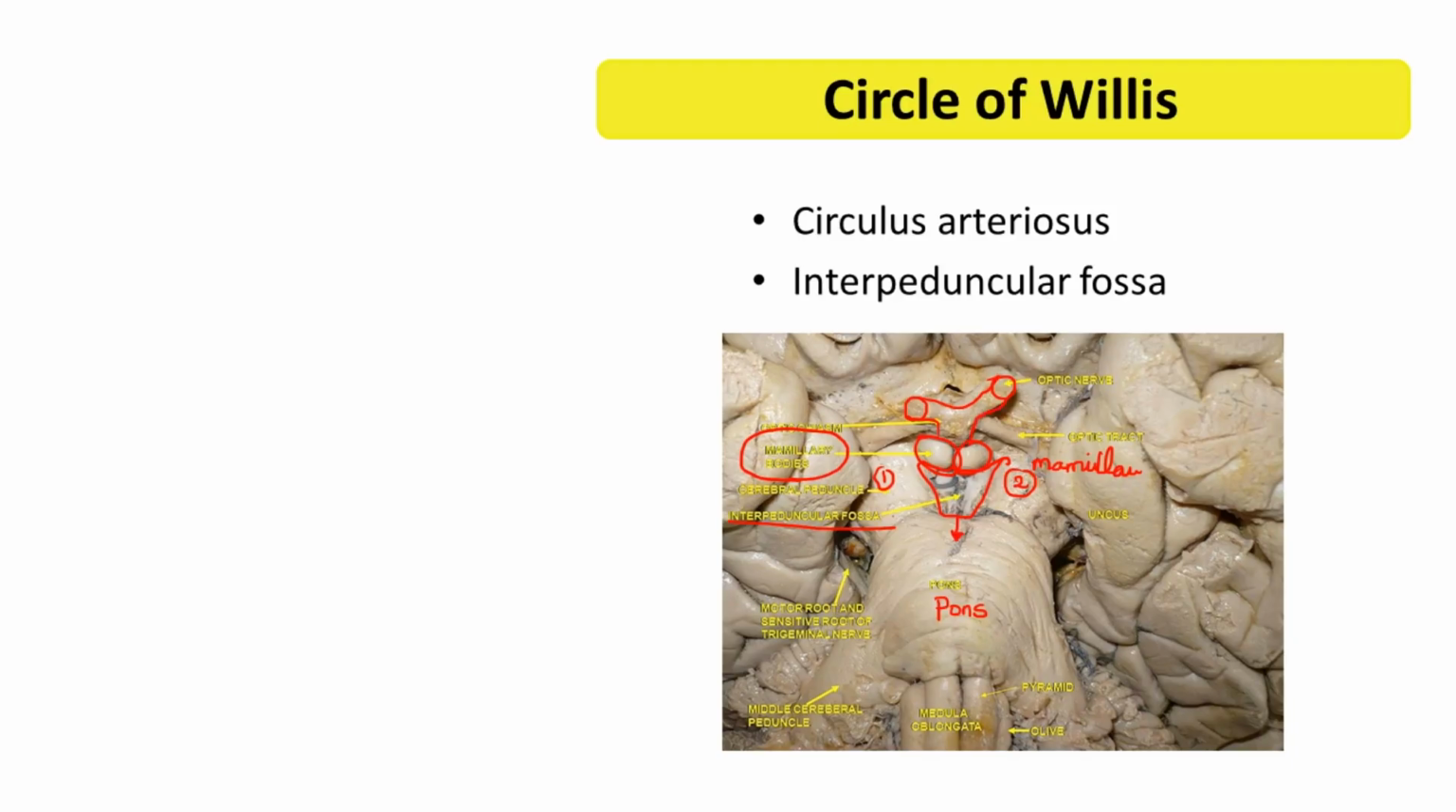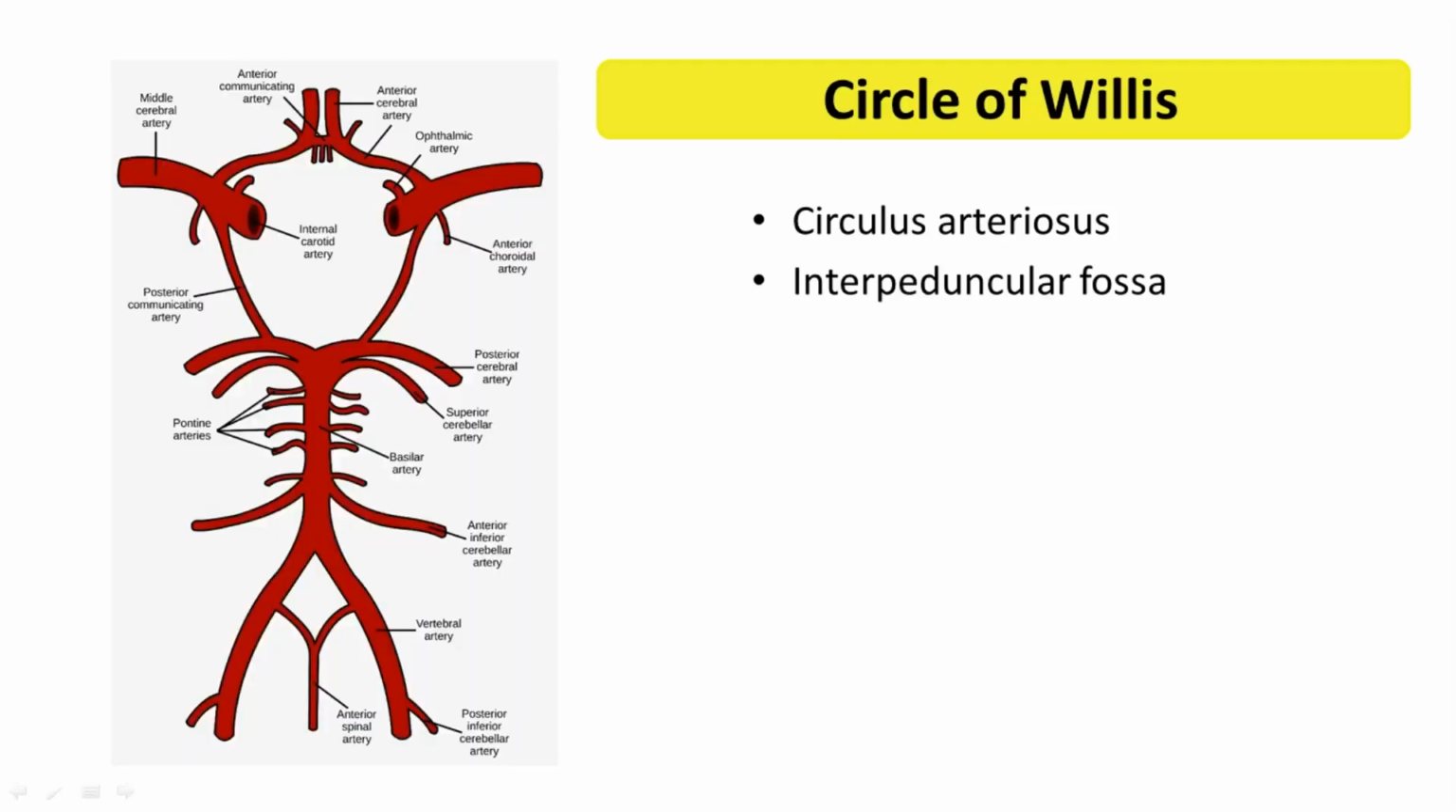And surrounding this interpeduncular fossa, we do have blood vessels. So the branches from the major blood vessels of the cerebrum form a circle around the interpeduncular fossa, giving rise to circle of Willis. Now let us see what the major branches are which give rise to circle of Willis.